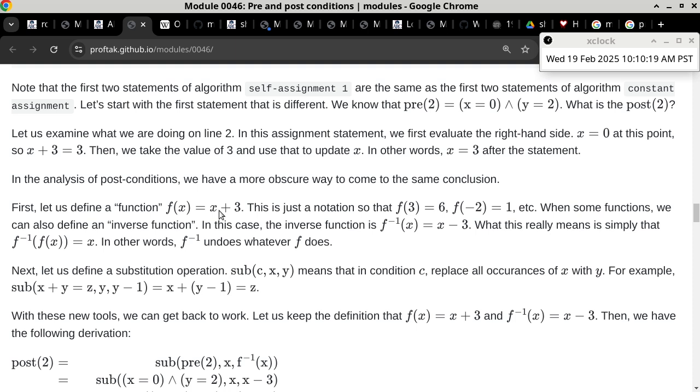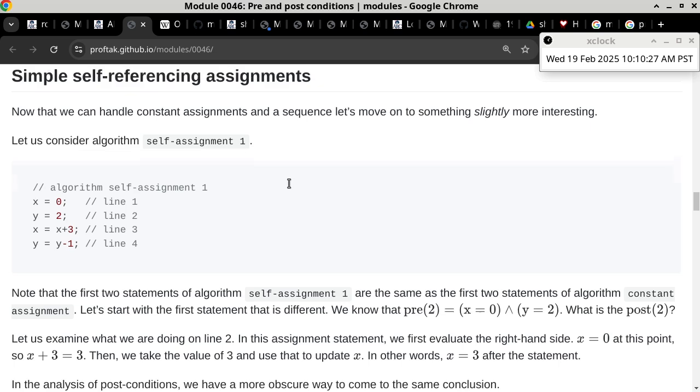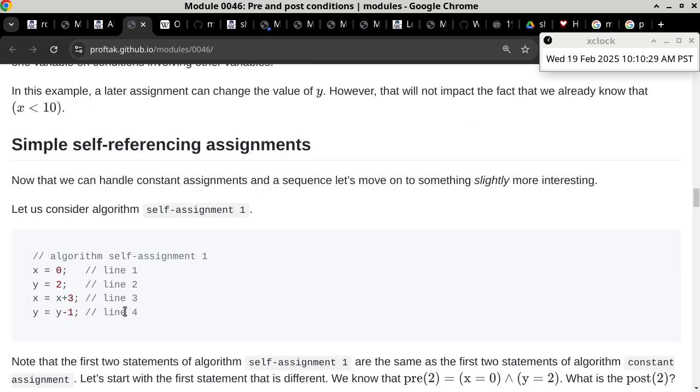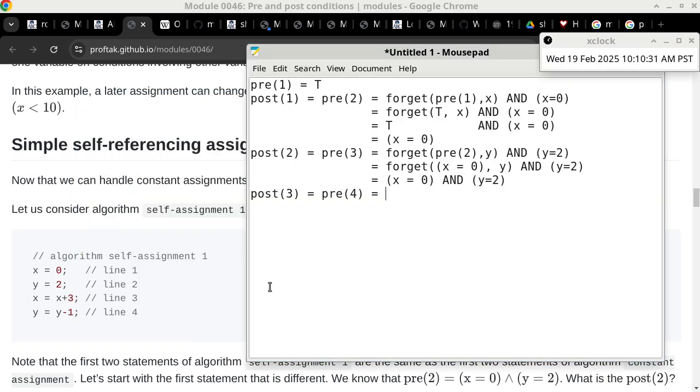Okay. So now the question is, what do we do in this case, when we have the code looking like this? And let me go back to my notepad here. So we look at this and go, well, we know this has something to do with post 2. So we know post 2 is somehow involved in this process. Post 2 is just this thing here. We know that right after line 2 executes, x equals 0 and y equals 2. The question is, what do we do about that?